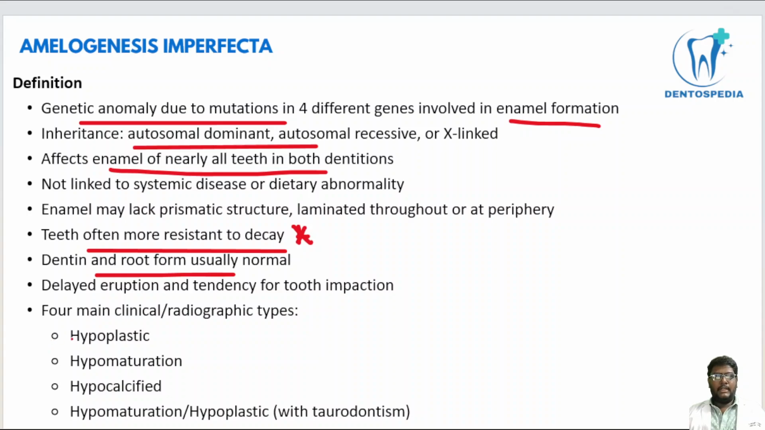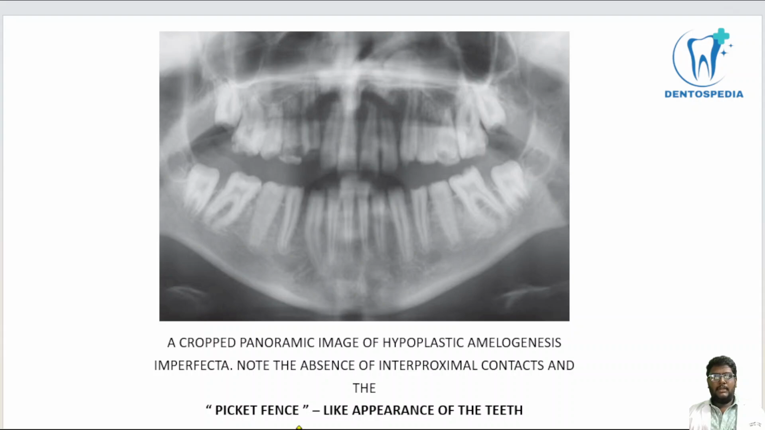And there are mainly 4 clinical types: hypoplastic, hypomaturation, hypocalcified, and hypoplastic hypomaturation type. It is a combination form, okay, along with taurodontism. Here you can see the picket fence appearance. The teeth are kind of picket fence like structures, where you can see the hypoplastic enamel. Okay, there will be no enamel or less enamel present on the crowns, and they give the appearance called picket fence appearance because the interproximal contacts are lost.